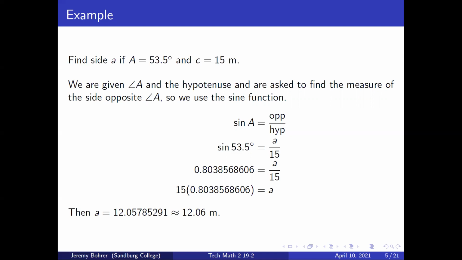That's 0.8038568606, which is equal to a over 15. So a equals 15 times 0.8038568606. So a is 12.05785291, or about 12.06 meters.